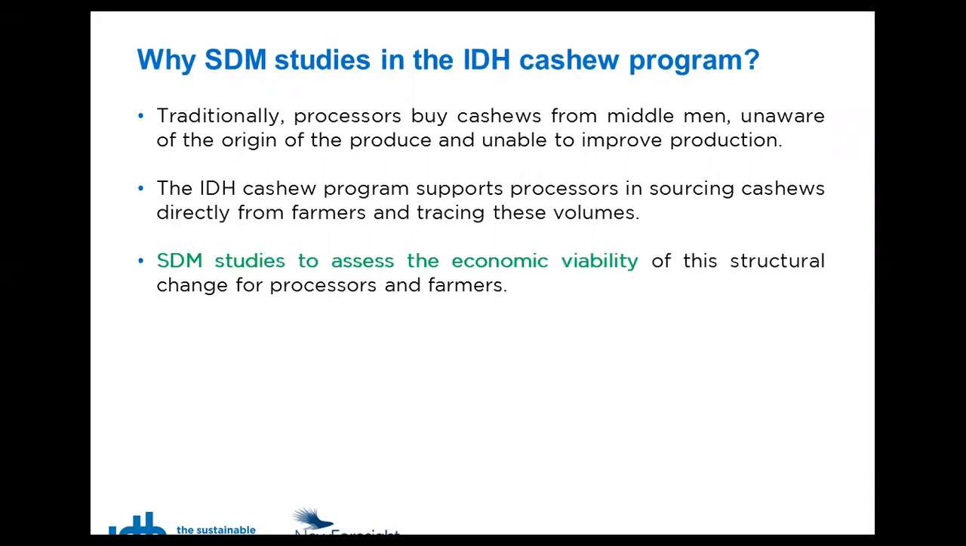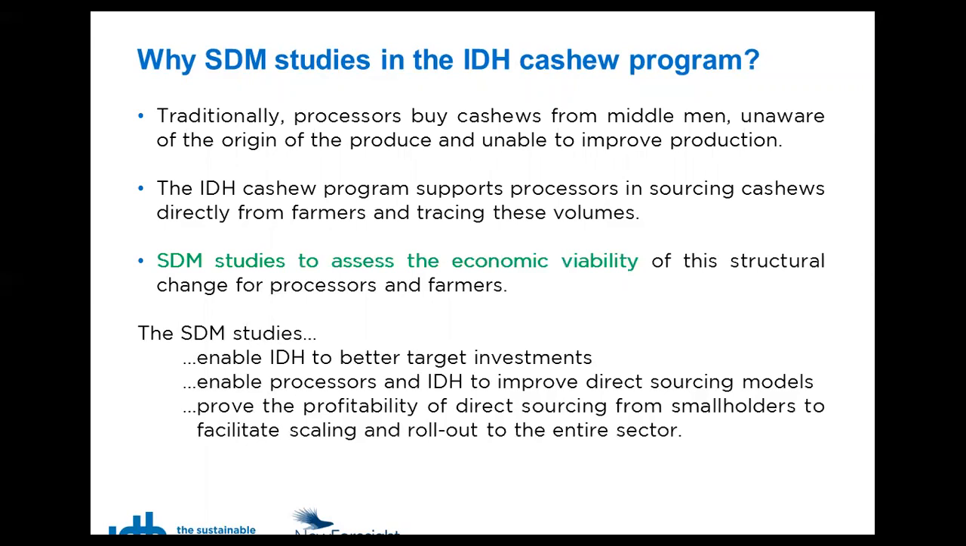And the IDH Cashew program supports such processors in Africa in sourcing cashews directly from farmers and tracing these volumes. So instead of just buying cashews in bulk at the market, processors now have a completely different role, going straight to the farmer and sourcing cashews from them. And that's obviously a completely new setup for the entire supply chain. And we need SDM studies to assess the economic viability of this structural change for processors and farmers, since at this point in time, we don't know whether this is profitable for processors nor for farmers. So the SDM studies were put in place to enable IDH to better target its investments, to enable processors and IDH to improve direct sourcing models, and thirdly, to prove the profitability of direct sourcing from smallholders to facilitate scaling and rollout of this model of direct sourcing to the entire sector.